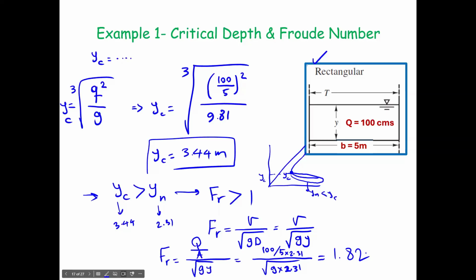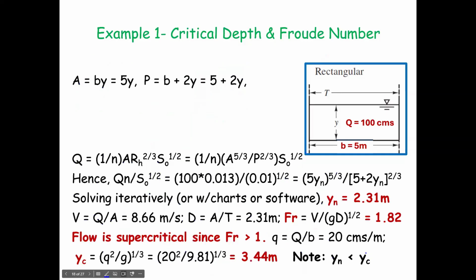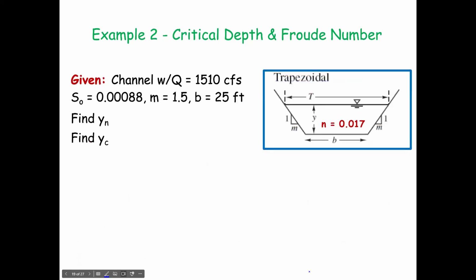Let's go to the next one. I think that's the solution for you. Oh, here, yeah, Froude number, I have it, but I didn't write it here for myself. And it says note yn is less than 1. See. Next one is the same.